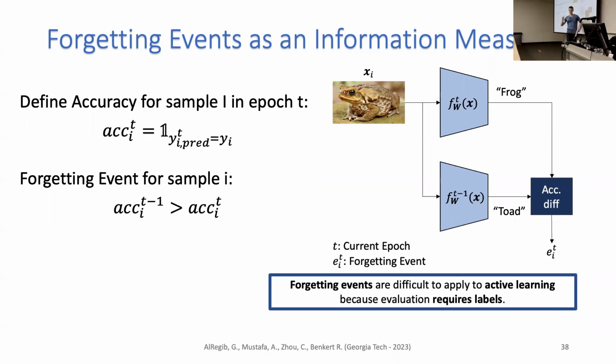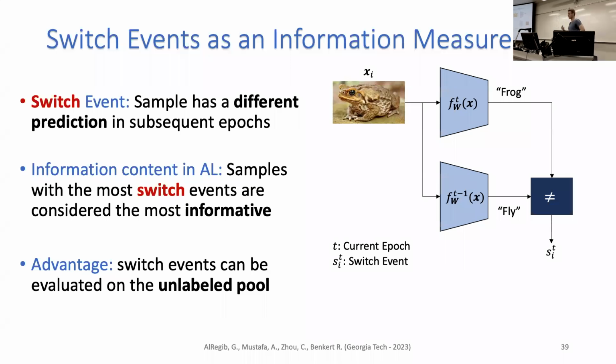So yeah, that was a quick detour on what these things mean formally, and it gives you a view of how you could use them in active learning if you had labels. Now that we know we don't have labels, let's take this notion of forgetting events and bring it to switch events that we can use on unlabeled data, because switch events don't require labels.